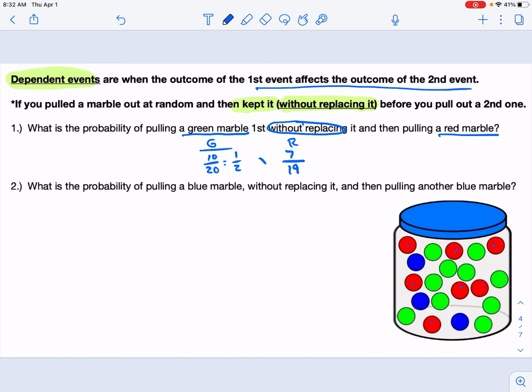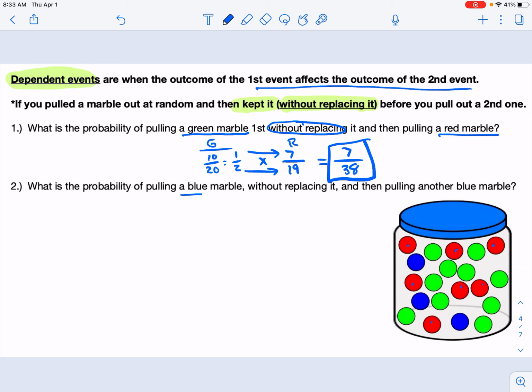Now we can multiply. 1 times 7 is 7. 2 times 19 is 38. And that cannot be simplified. So you have a 7 out of 38 chance of picking a green marble first, not replacing it, and then pulling a red marble. Okay, let's take a look at another one.